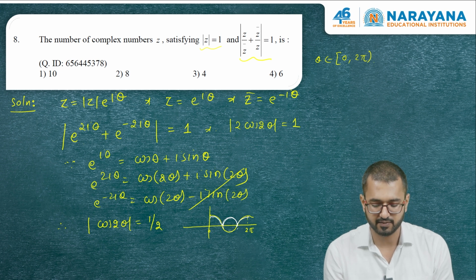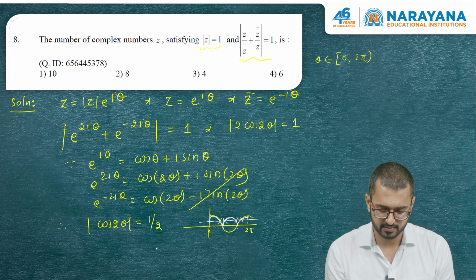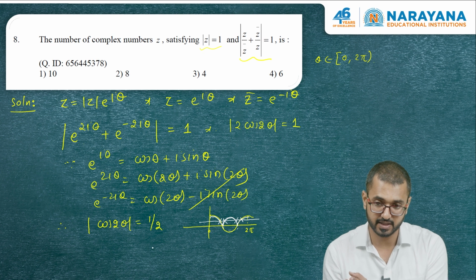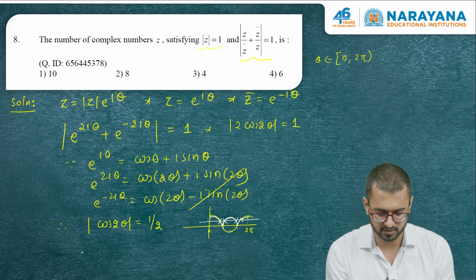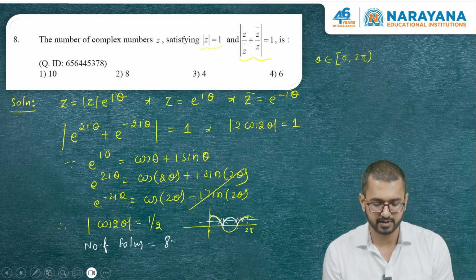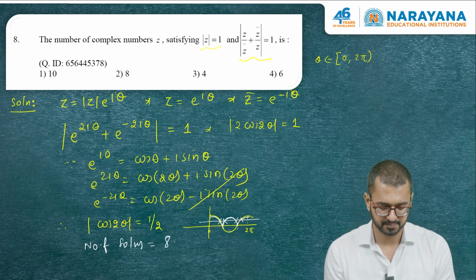And it's given to be half. So half will lie here somewhere. That means how many points of intersection? 1, 2, 3, 4. So we got 4 points of intersection in the first period. That means in the second part it will become again 4. So total solutions are going to be, so number of solutions would be 8. So that makes our option 2 correct.